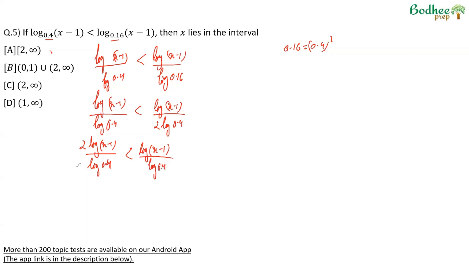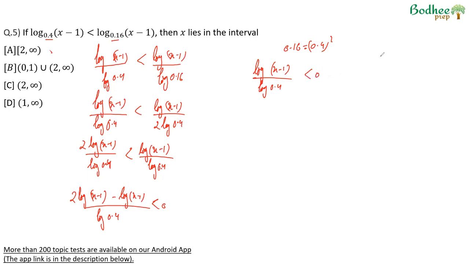Taking it on the left hand side, we get 2 log of x minus 1 minus log of x minus 1 upon log of 0.4. This is less than 0. 2 minus 1 is 1, so this gives us log of x minus 1 upon log of 0.4 is less than 0. Now, log of 0.4 to the base 10 will be a negative value. 10 raised to power minus 1 is 0.1. So 0.4 also gives a negative value, and therefore if you cross multiply, the sign has to be inverted.